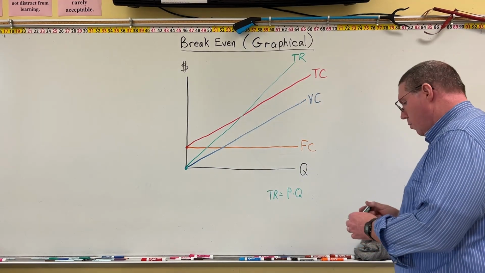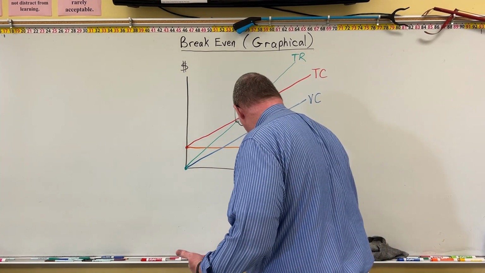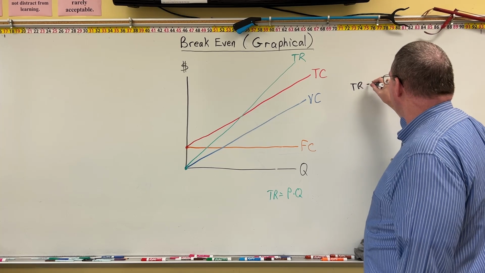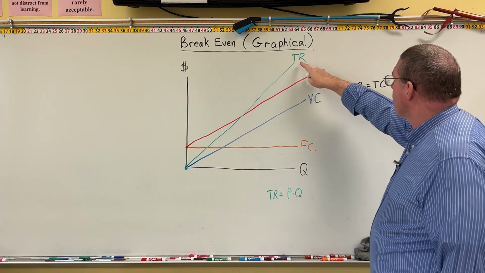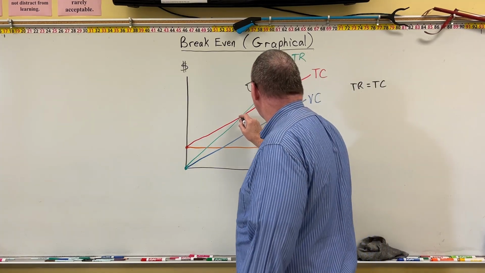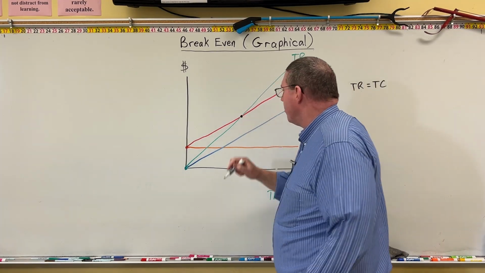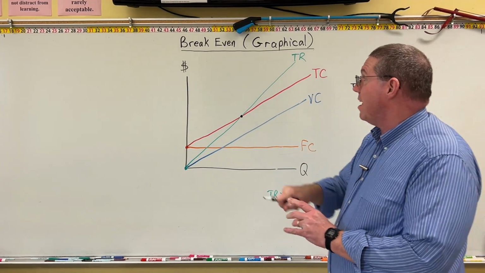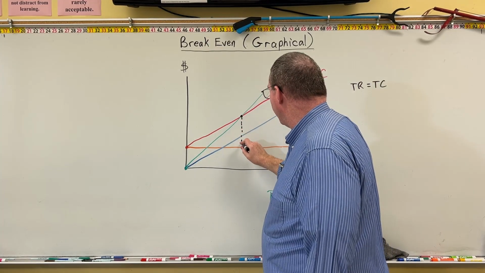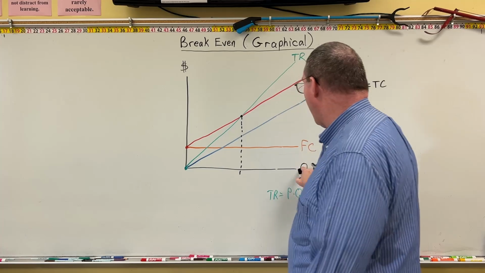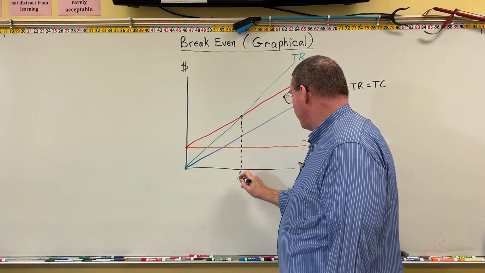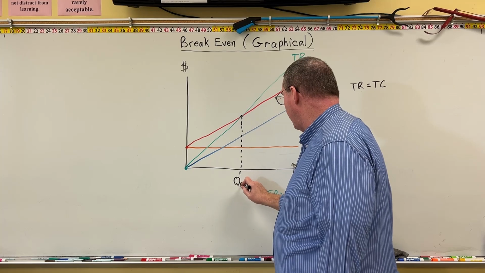And so remember, here's where we have to think about one of our definitions of break even, where total revenue is equal to total cost. So here's total revenue and total cost, and they're equal where they intersect, and they intersect right here. And so that point right there is break even, okay? And what we can see here is if we draw a vertical line here that goes down to quantity, since this is the break-even point, this is the break-even quantity.